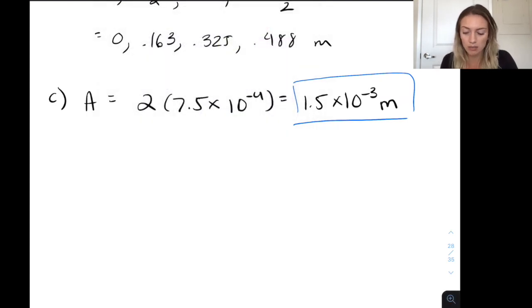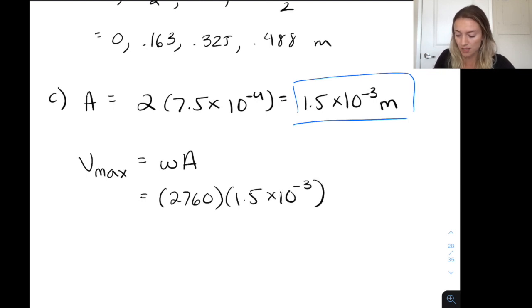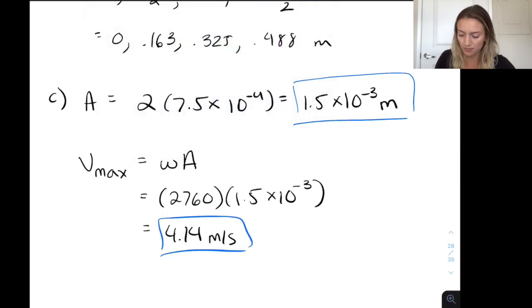And now we want to find the maximum transverse velocity. We can use our velocity equation from chapter 14. Remember, we had v max is equal to omega times the amplitude. We know omega and we know the amplitude. Omega, we said, was 2760. And then for the amplitude, you want to make sure you use the amplitude of the full standing wave, not one of the individual waves. So we're using this amplitude that we just found, times 1.5 times 10 to the negative 3. That gives us 4.14 meters per second. So that's pretty fast.